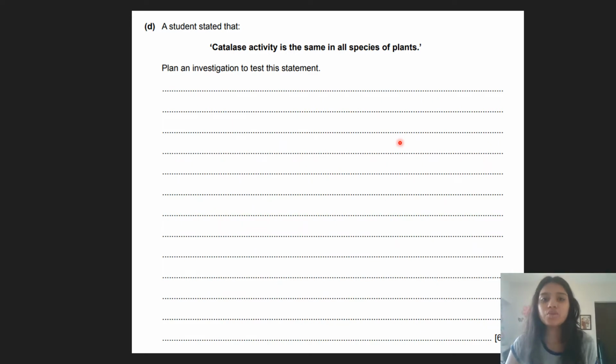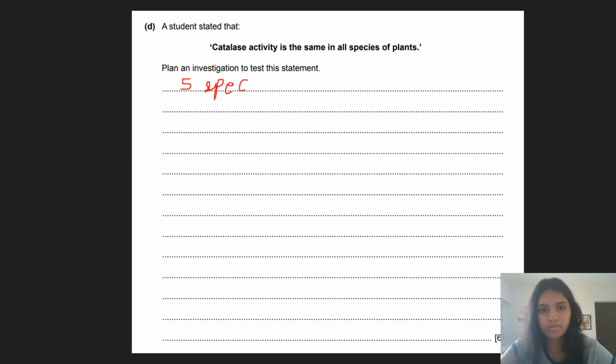So the mark scheme says you need to use at least 2 species of plants. I always say go for 5. That's to be on the safe side. Even in A2 bio, I use 5, and that's always what you do. So what you're first going to do is use 5 species of plants. Okay, so I'm just going to write 5.